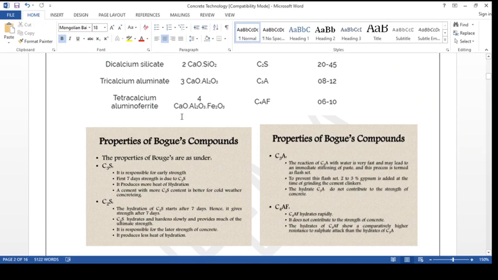Tricalcium alumino-ferrite, C4AF, hydrates rapidly. It does not contribute to the strength of concrete. The hydrates of C4AF show comparatively higher resistance to sulfate attack than the hydrates of C3A.